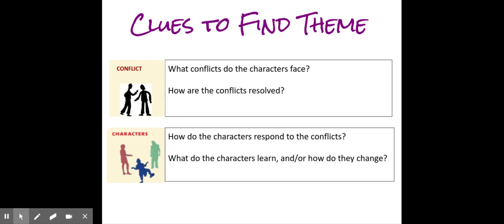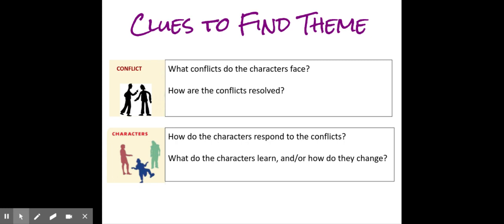So, first of all, how do the characters respond to that conflict or problem? Okay, well, first, they're very fearful, and then they feel safe once they're at the brick home. And the most important question you can ask yourself is this last one: what do the characters learn by the end? And or how do they change?